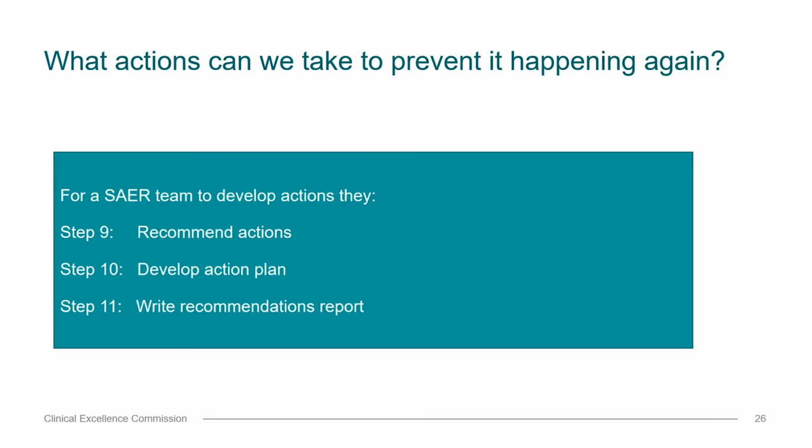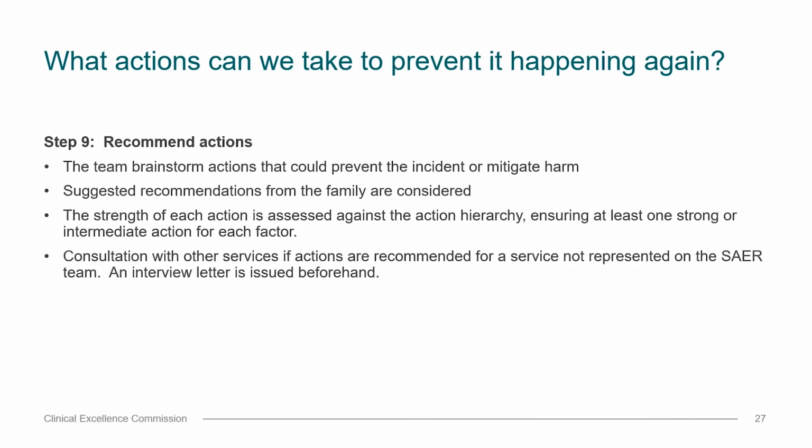Teams who go on to develop recommendations follow 3 steps. The team brainstorm actions that could prevent the incident or mitigate harm. And in doing so, they take into consideration any recommendations put forward by the family. The strength of each action is assessed against the action hierarchy, ensuring that at least one strong or intermediate action is identified for each factor. It's at this point that the team consult with any other services that may not be represented on the review team, and an interview letter is issued beforehand to ensure that privilege is maintained.